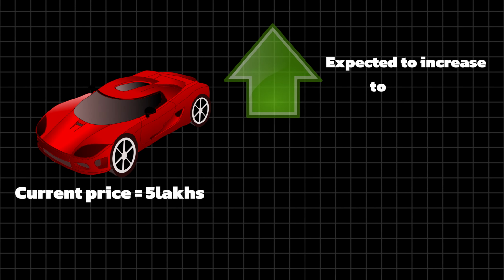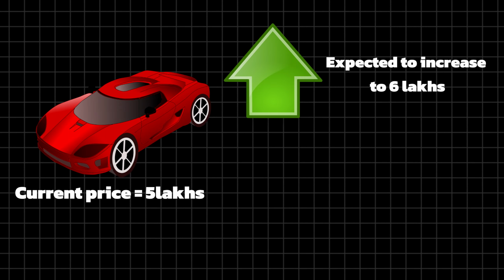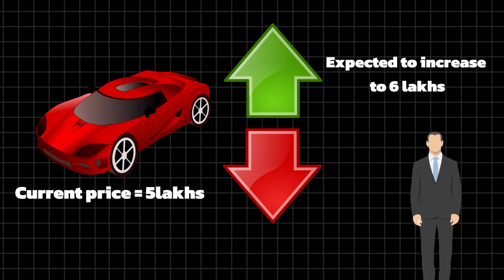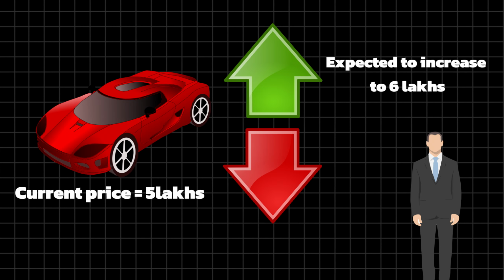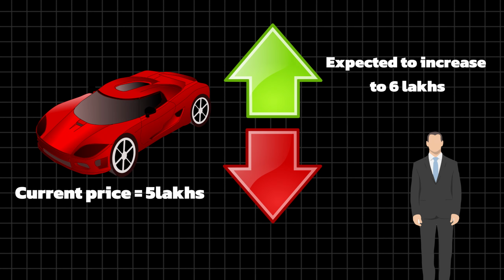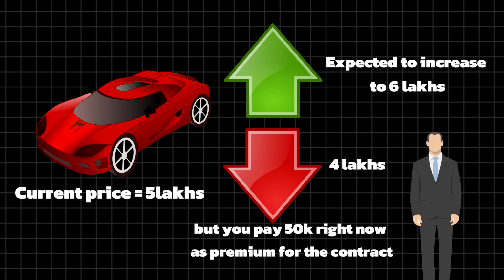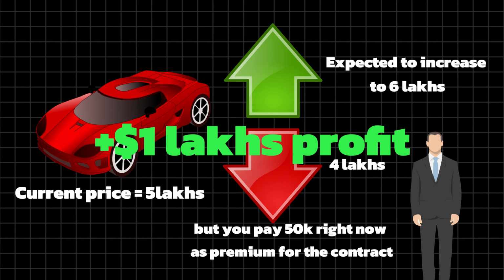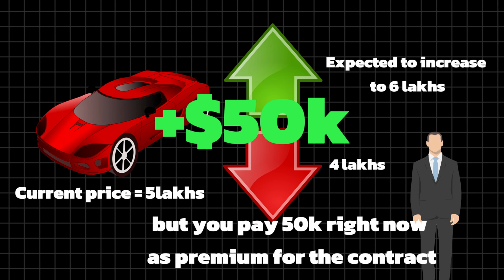Say you expect the price of a car to increase from 5 lakhs to 6 lakhs next month, but you are not sure, as there is a possibility that the prices may go down actually. So, you can enter into a contract with the dealer to buy the car at the current price of 5 lakhs next month, regardless of the actual market price. Like whether it increases to 6 lakhs or decreases to 4 lakhs, and for that you pay a premium for this option of 50,000. Now if the price goes up to 6 lakhs, you make a profit of 1 lakh by buying the car at 5 lakhs, well not 1 lakh, actually 50,000, as you paid 50,000 premium earlier.